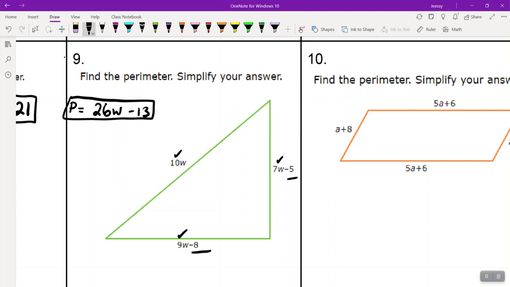Difficulty level. Difficulty level. None, right? All right. Can you all do the answer for the last one as well?